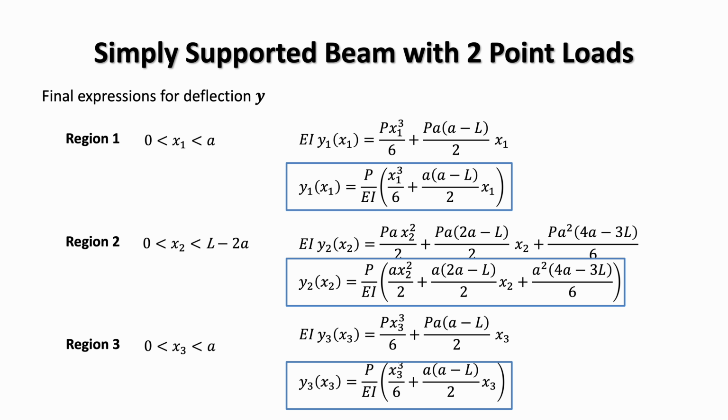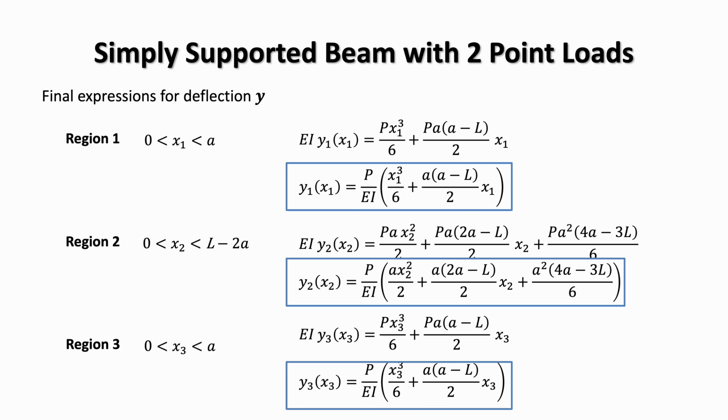And we can now write down the final expressions for deflection in each region by substituting the constants. In region 1, we realize that the deflection is P over EI times (x1 cubed over 6 plus A times (A minus L) over 2 times x1). This satisfies the boundary condition of zero deflection on the left-hand support and varies cubically with position, as expected in a region of linearly varying moment.